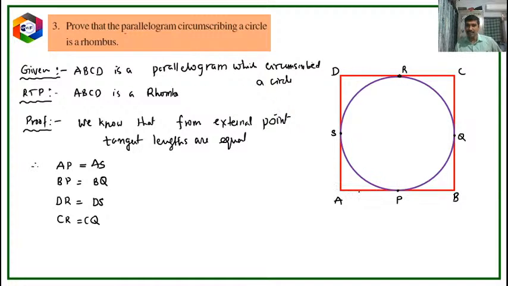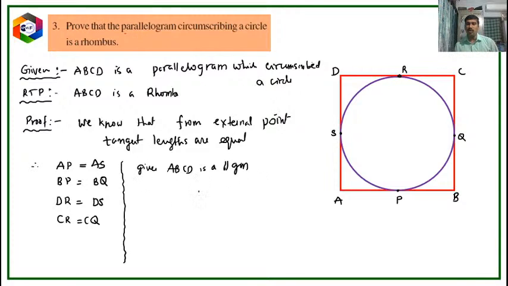So AP is a tangent, AS is a tangent, AP and AS, and BP is the same tangent and BQ is another tangent, which from external point, BP equal to BQ. Okay children, now this is very important. And it is given that ABCD is a parallelogram. This is very important. If a circle is circumscribed a parallelogram, then it changes into a rhombus. But I am going to consider first it is a parallelogram.